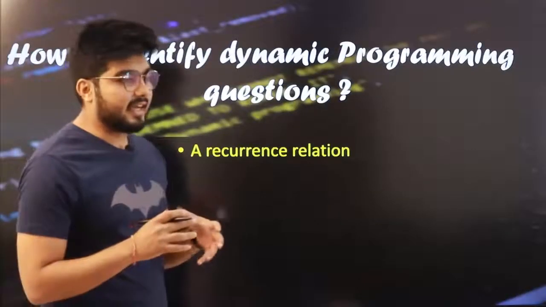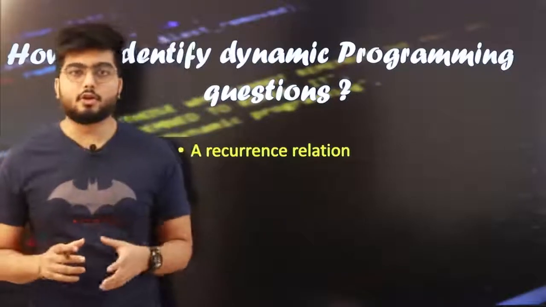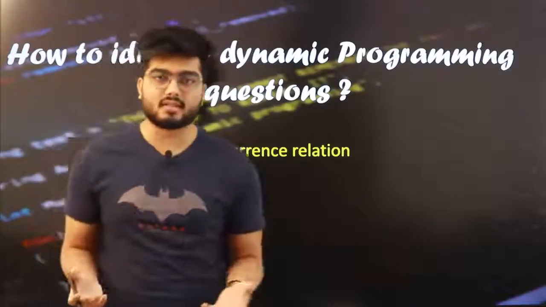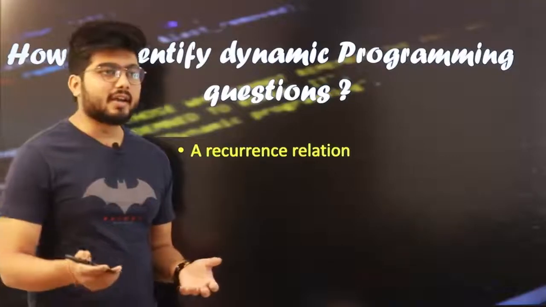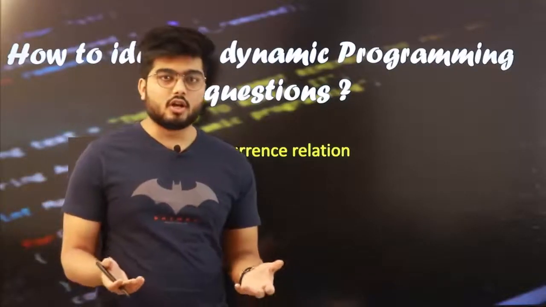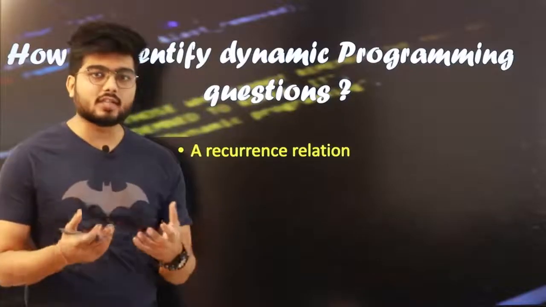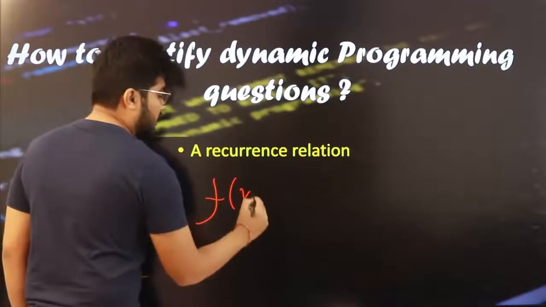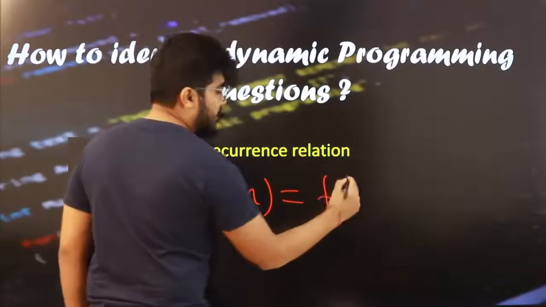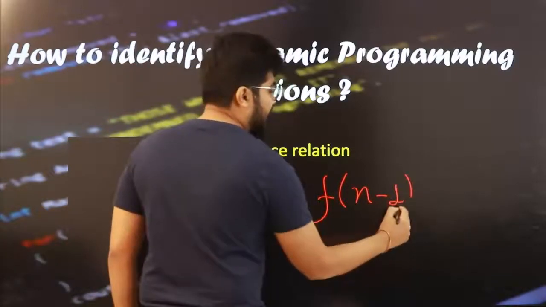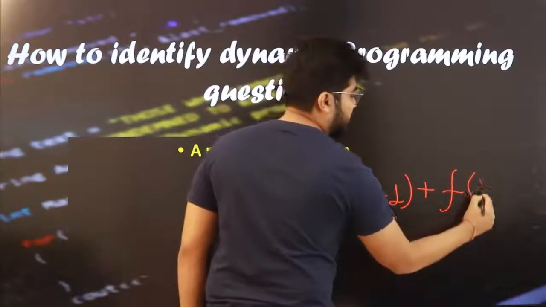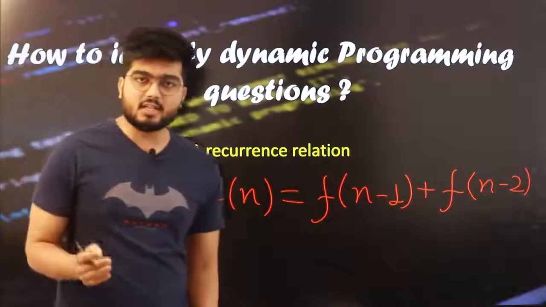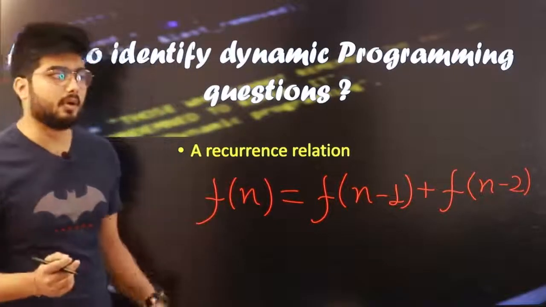So the very first thing, if you want to identify a dynamic programming question, is that you can convert the word language of a question into a recurrence relation. So what is a recurrence relation? A recurrence relation is a mathematical equation of a sequence or multidimensional array which recursively calls itself. We have already seen one example, the Fibonacci series, in which f of n is equal to the sum of its previous two terms, which is f of n minus 1 plus f of n minus 2. Such type of relations are called recurrence relations. So definitely there is going to be a recurrence relation in dynamic programming.